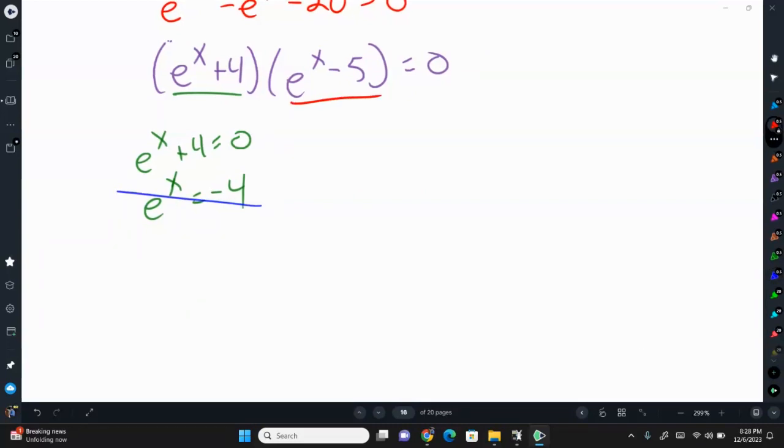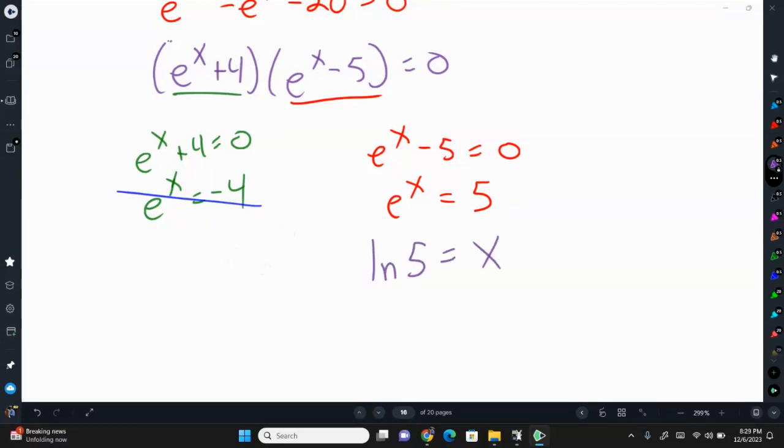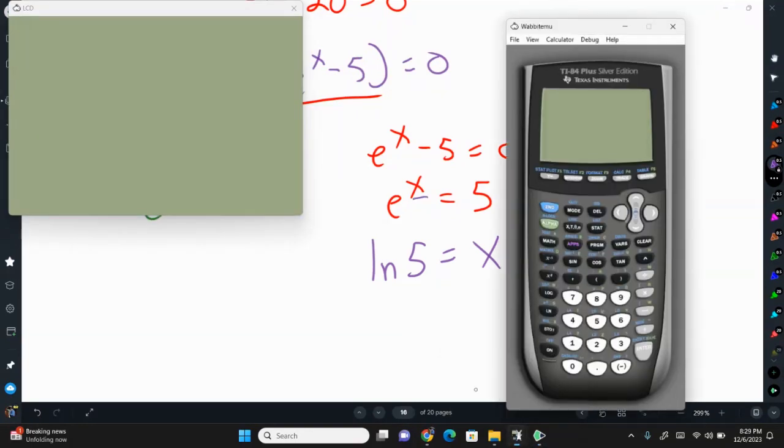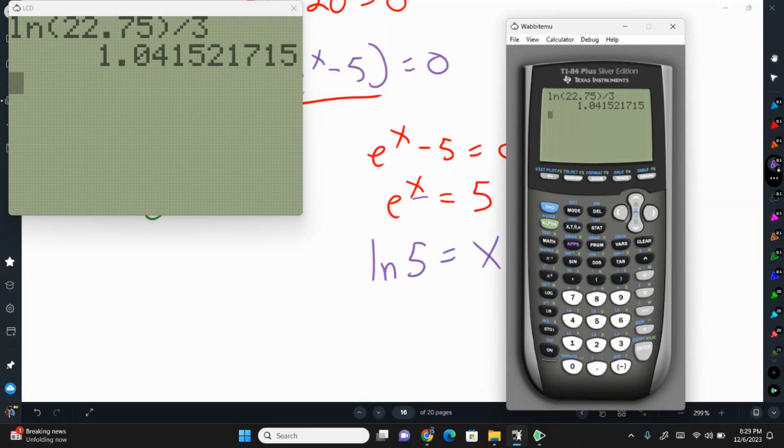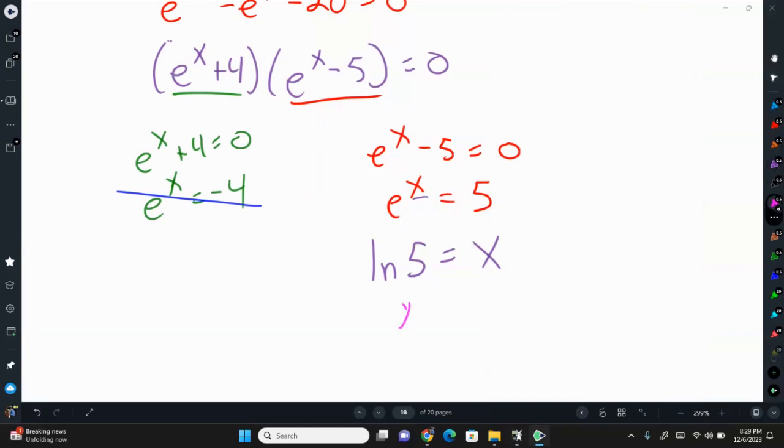Here, however, we add 5 to both sides. We get e to the x equals positive 5. This we can change to log form. So we're going to have log base e, which is the natural log of 5, equals our exponent, which is just x. So then I'm going to type in the calculator just the natural log of 5. We get 1.609.